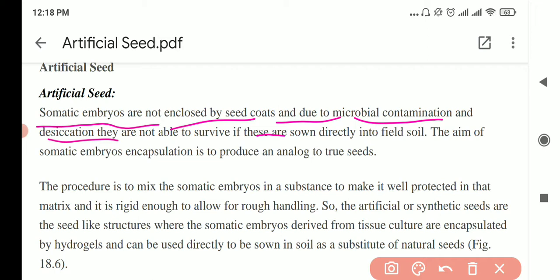So these artificial seeds, these somatic embryos, are just a piece of a leaf or a petal, or a sepal, whatever. It's just a piece of a leaf and it's not covered by a seed coat. And directly we put them in the media and directly we grow them in the soil.